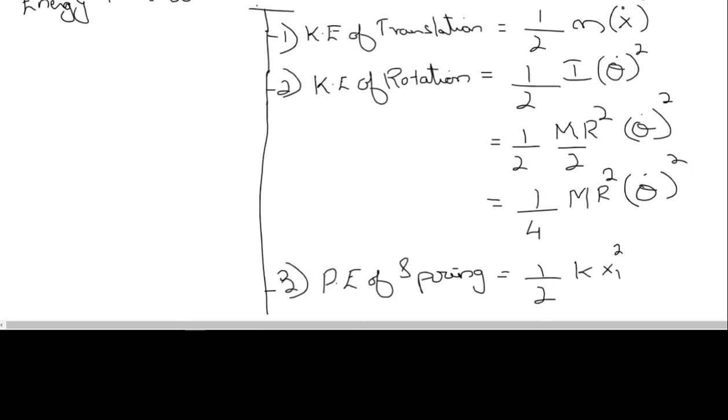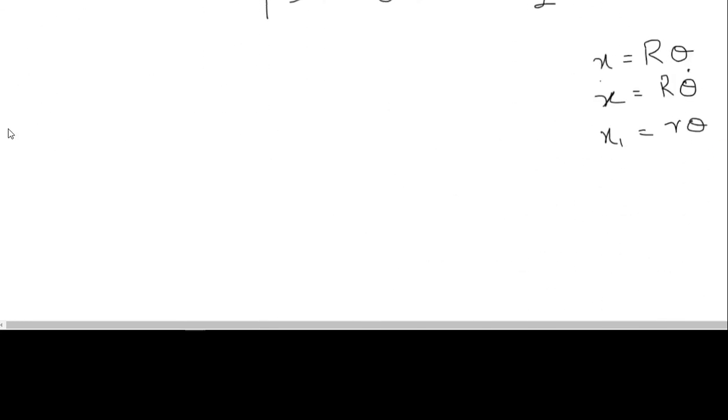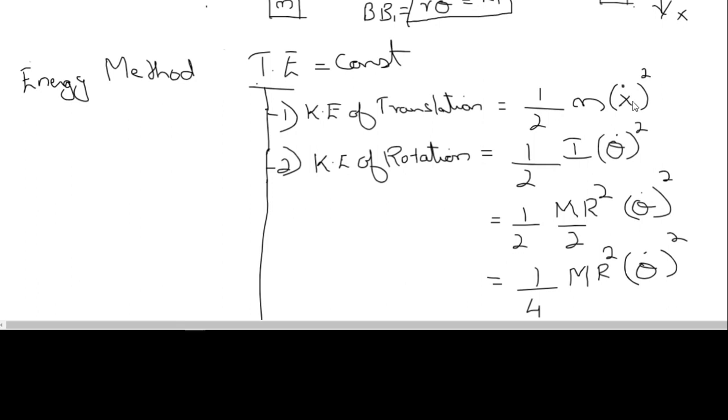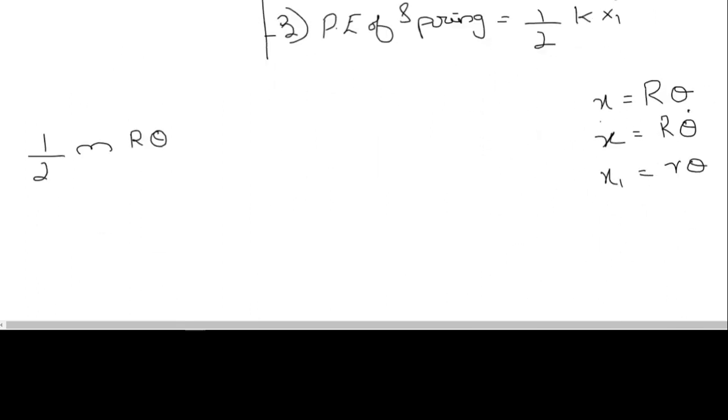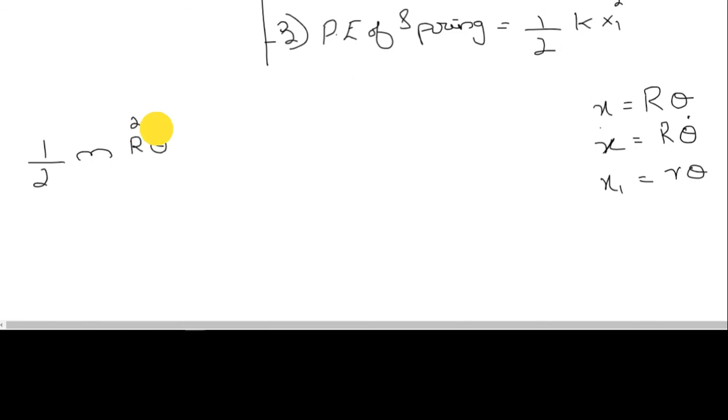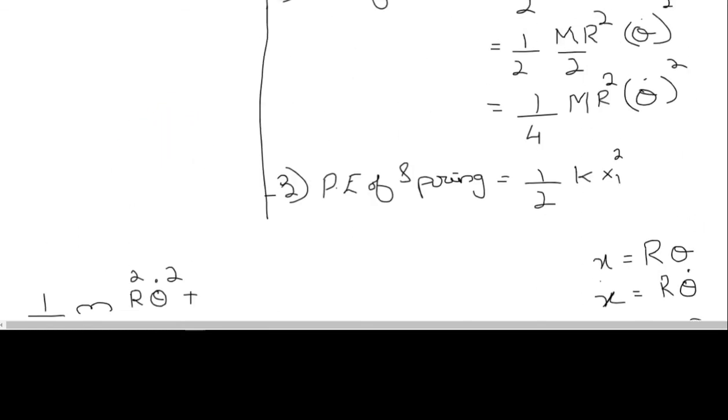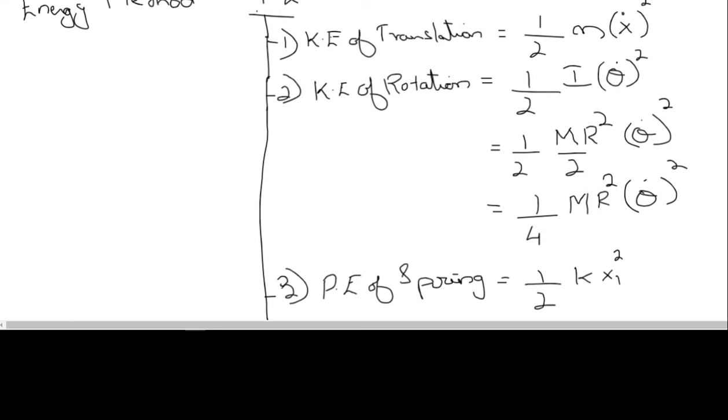So if you substitute this in the equation and apply total energy conservation, so half m x dot square will be half m r square theta dot square, plus we already have the rotational energy equation, that is 1 by 4 m r square theta dot square.